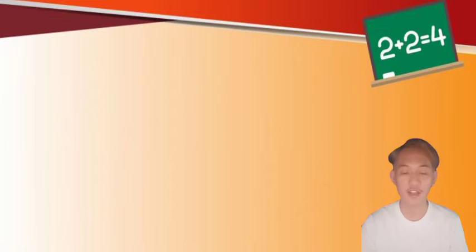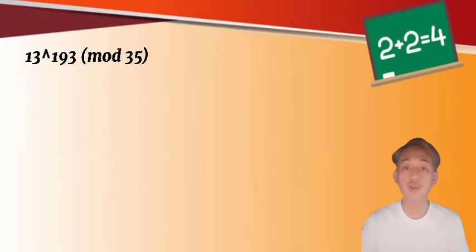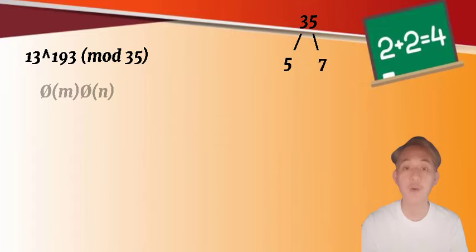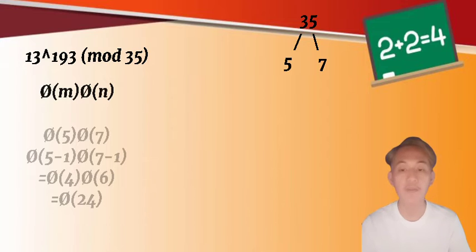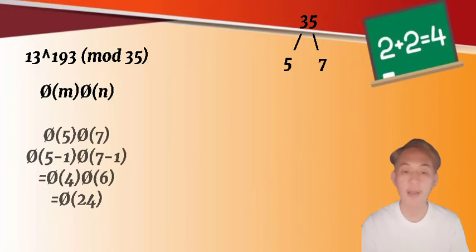Let's go to another example. Let's say we have 13 to the 193 power mod 35. Because the factors of 35 are 5 and 7, we can use rule number 3, and that is φ(m) multiplied by φ(n). Let's substitute all the given variables. So φ(5) multiplied by φ(7). After that, we can apply rule number 1 to solve it easily. So (5 minus 1) multiplied by (7 minus 1). Simplify, and now we get 4 multiplied by 6. So the answer becomes φ(35) = 24.